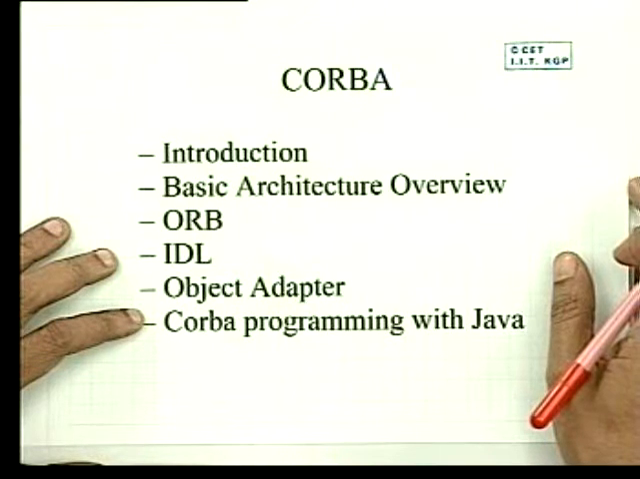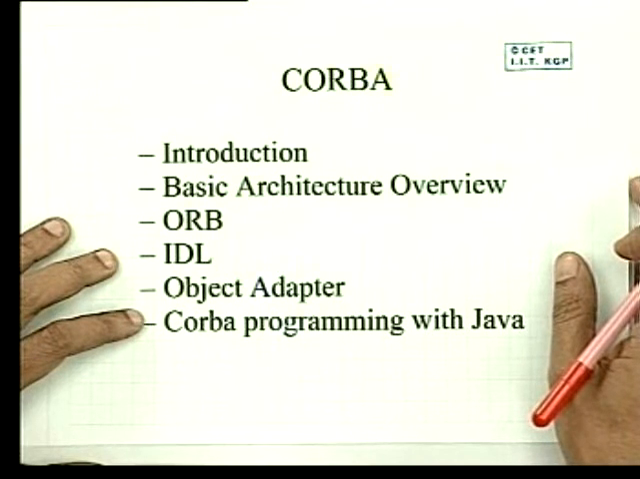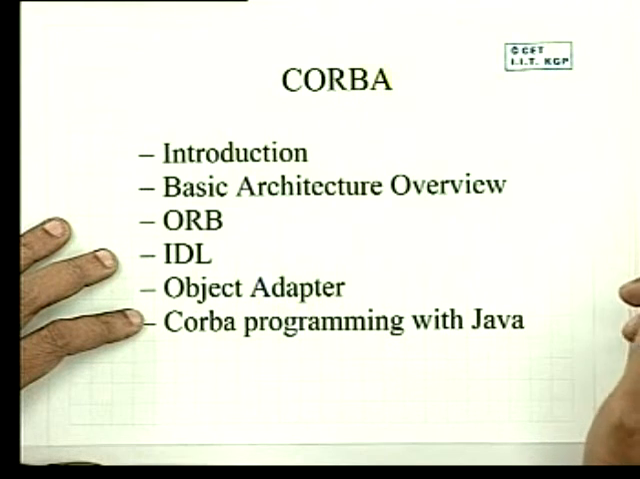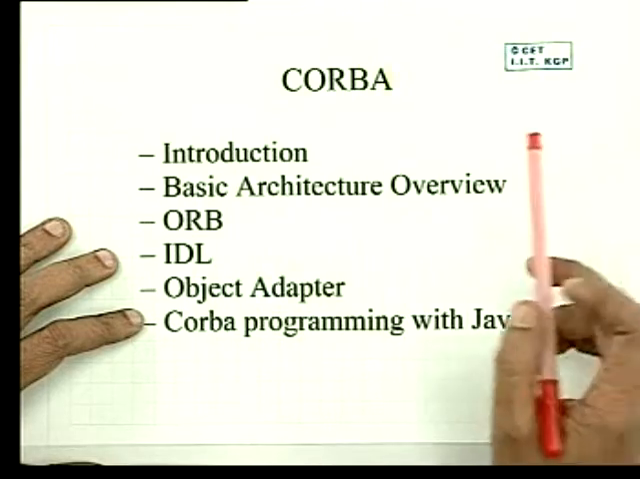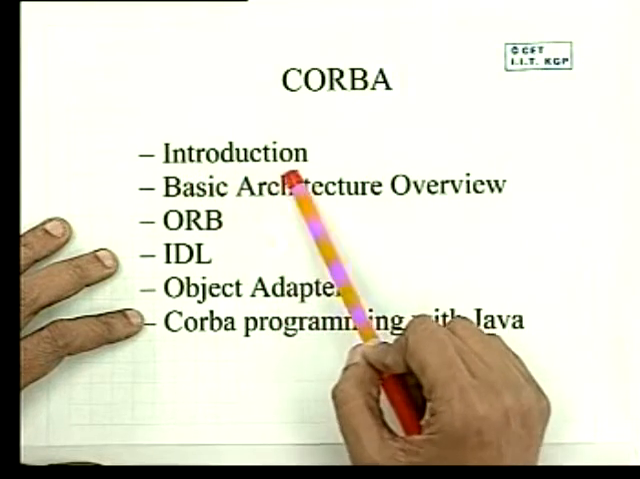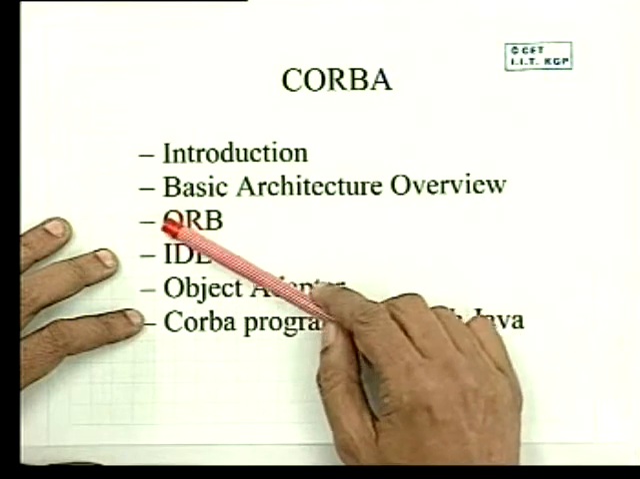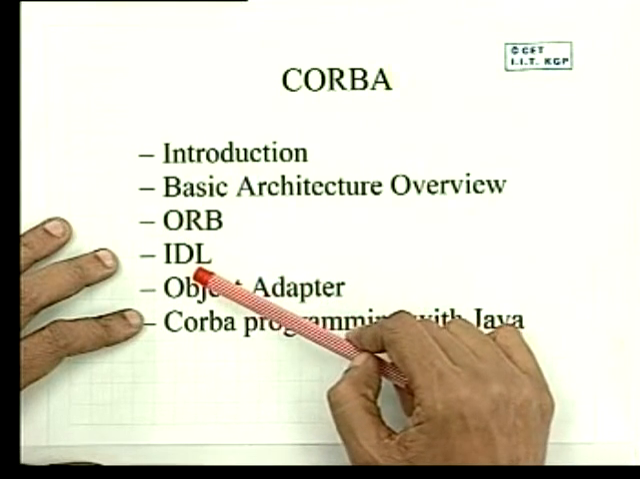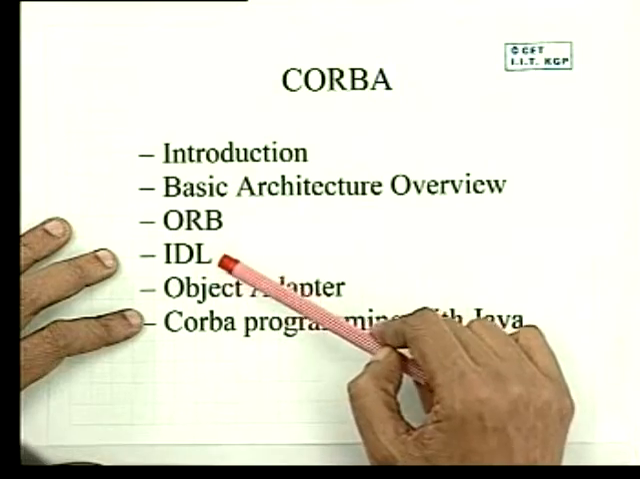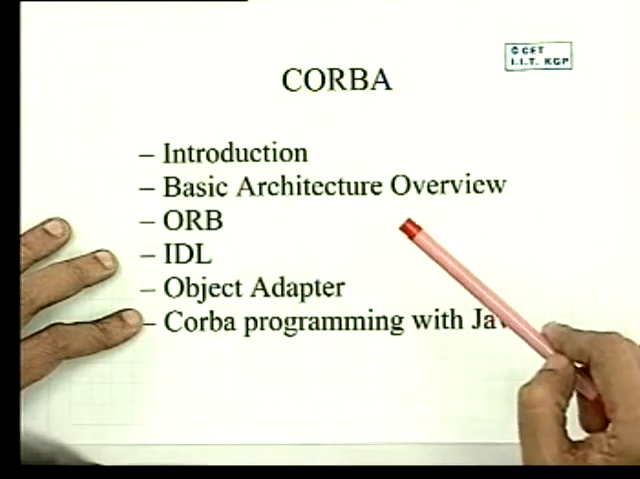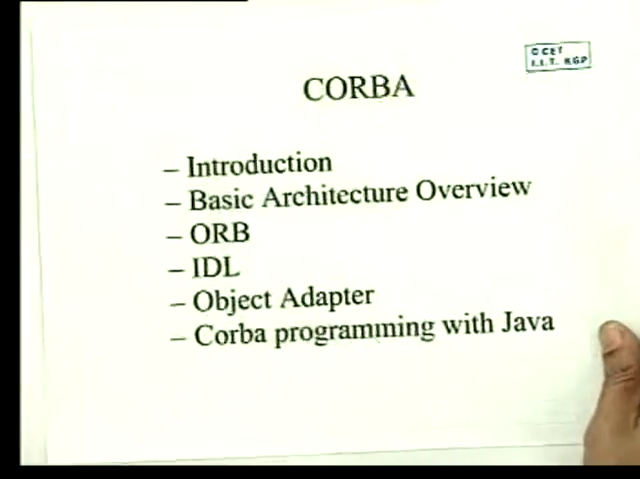Next, Dr. Sarkar will look into the standards. Several standards have been introduced, and mainly among them two are CORBA and COM-DCOM by Microsoft. CORBA is called Common Object Request Broker Architecture. So he will introduce this architecture, and then the concept of the object request broker, the interface definition language, that is IDL, the object adapter, and CORBA programming with Java.